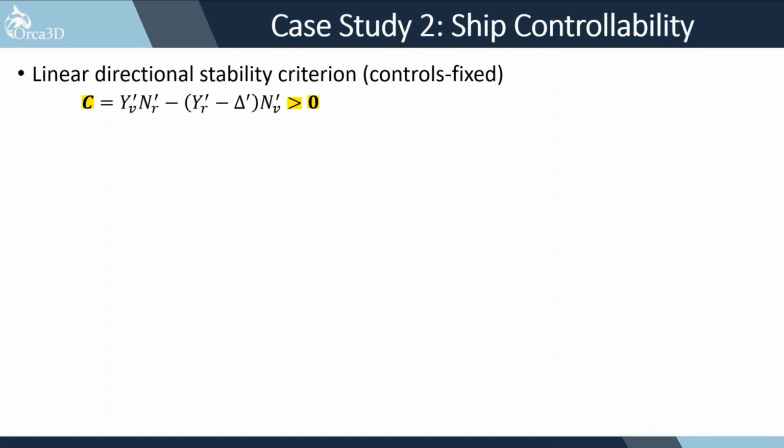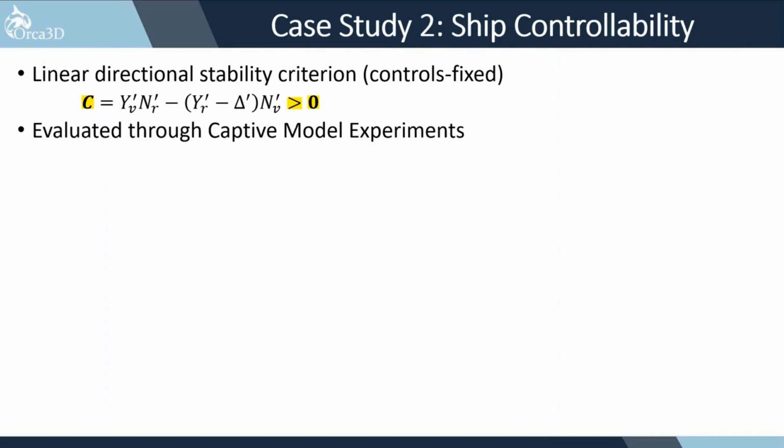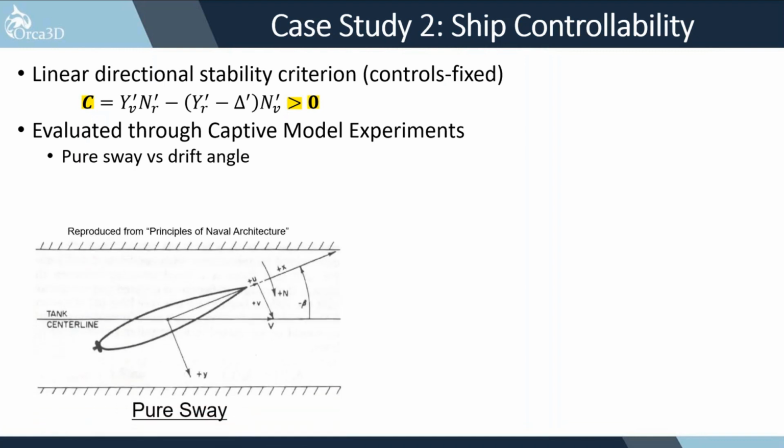So the question becomes, how can I evaluate those coefficients that go into that equation? They can be evaluated through captive model experiments. You may have learned about these in your studies. There are facilities around the world for evaluating them through experiments. Typically, these captive model tests for this particular analysis take two forms. One is a pure sway analysis.